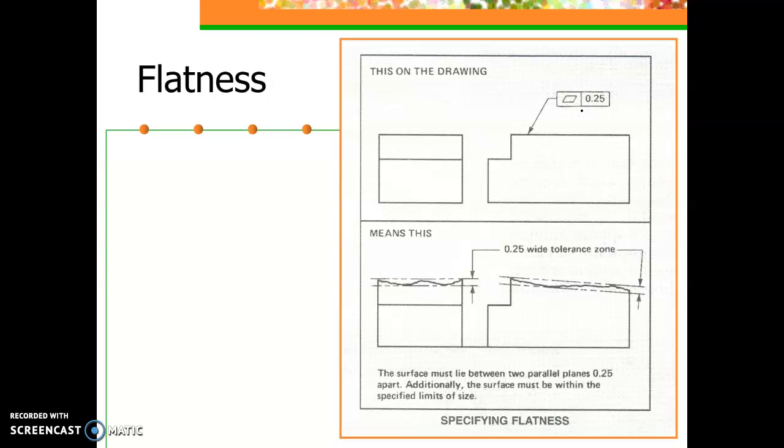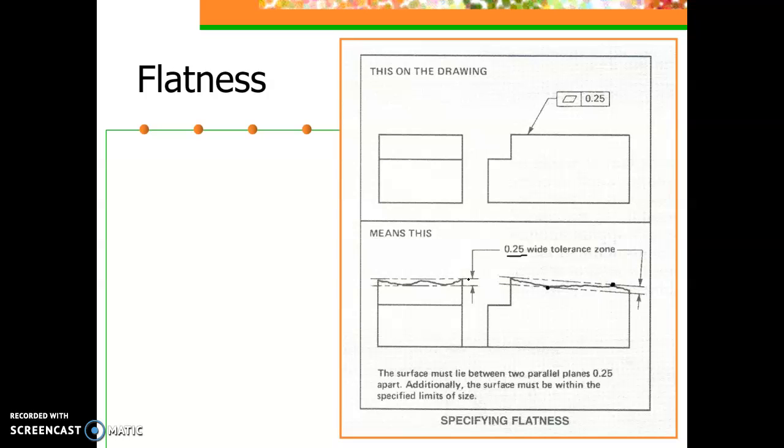The next is flatness. This part has this parallelogram symbol indicating flatness, and the tolerance zone is 0.25. So flatness doesn't necessarily mean that it is horizontal. It just means that if we measure from the highest point on that surface to the lowest point, the difference between those two points cannot be more than 0.25. If that difference is greater than 0.25, then it fails its geometric tolerance.